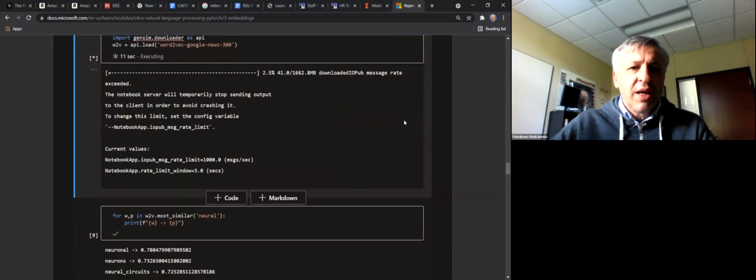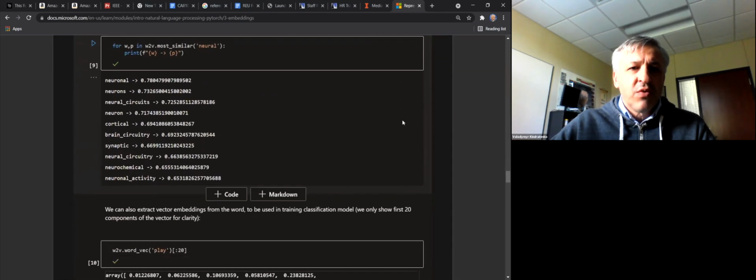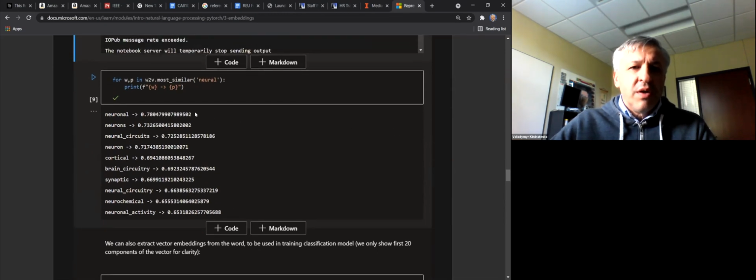But while it's downloading, we can take a look at some examples of what's in that model. For example, I can ask this model: give me all the words which are similar to the word neural, and it is going to generate a sequence of words. So neuronal, neurons, neural circuits, neuron, cortical, brain circuitry, and so on. All of these words have some similarity to the word neural, and they all appear in this list of similar words. So this pre-trained model can now give me a weight of how close synonyms or similar words are to a given word. So this model starts to have semantical relations between different words.